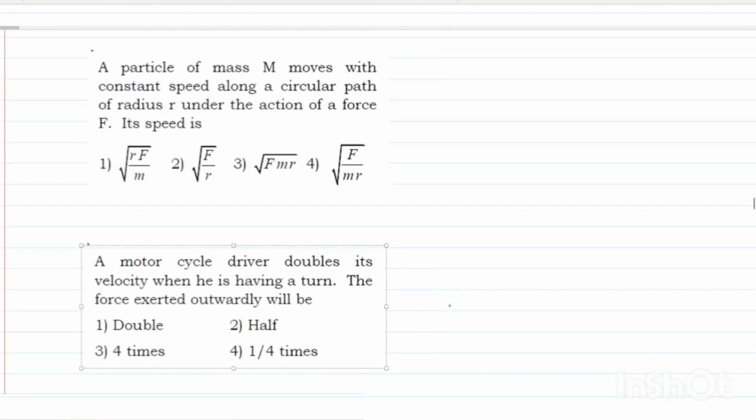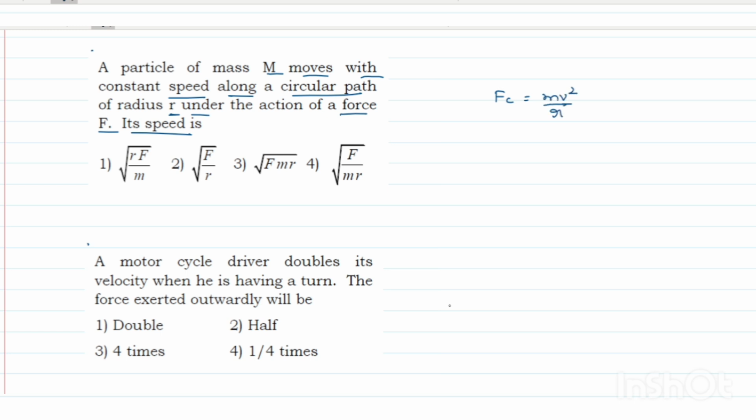Let us see the next question. A particle of mass m moves with constant speed along a circular path of radius r under the action of the force F. They are asking for its speed. The particle is moving in a circular path, so the centripetal force is mv square by r. Then v square equals F r by m, so the velocity is the square root of F r by m. This is the speed formula.